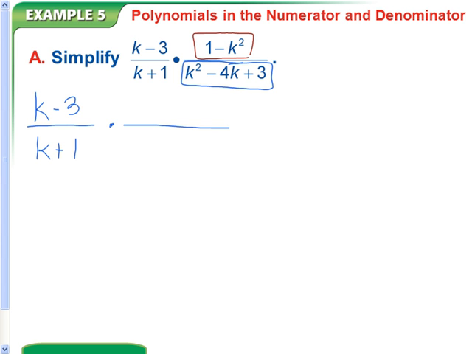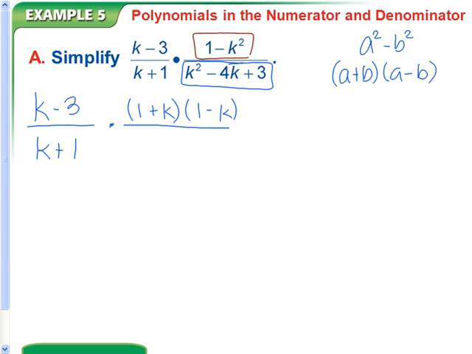And that can be factored. It's one of those special factors. a squared minus b squared is a plus b, a minus b. So we have 1 squared minus k squared. So it would be 1 plus k, 1 minus k.